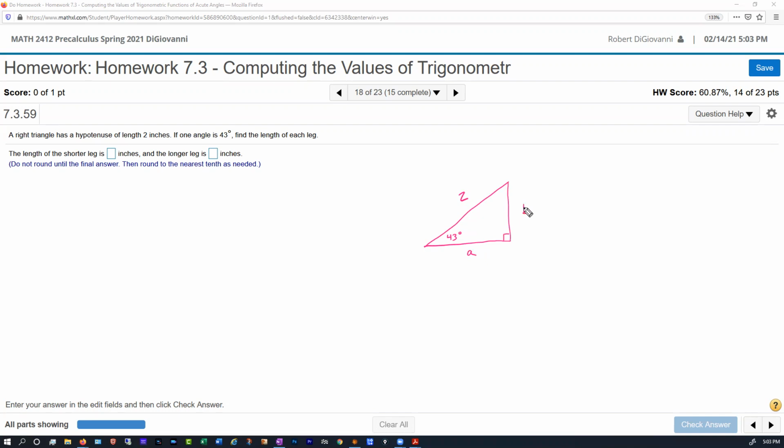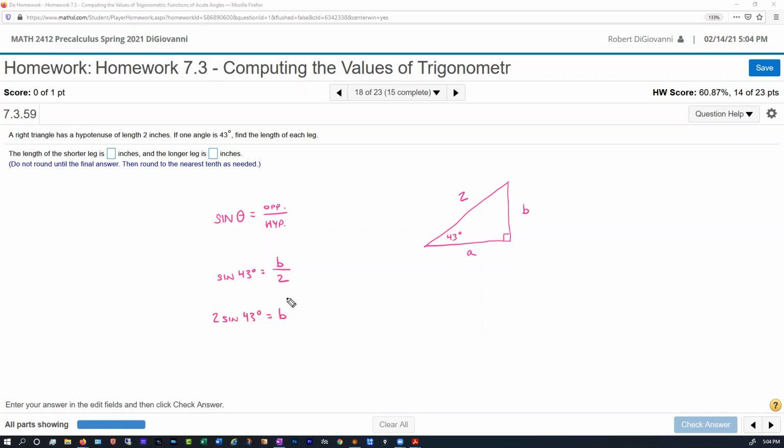Now, what we know is that our trig functions are defined by ratios of the sides of these triangles. For example, sine of some angle theta will be the opposite over the hypotenuse. Now for us, if we look at this triangle, sine of the angle that we know, 43 degrees, should be the opposite side, which is B, we don't know it, over 2. But that's okay because we can multiply both sides by 2 and we'll know what B is, right?